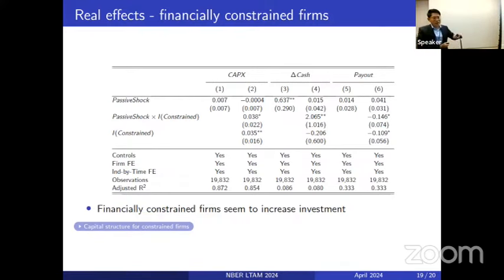And here we find that the interaction term coefficient is significantly positive for CapEx, which suggests that financially constrained firms seem to increase investment. And also we find that for cash holding, the coefficient for the interaction term is significantly positive, and for payout it is significantly negative.